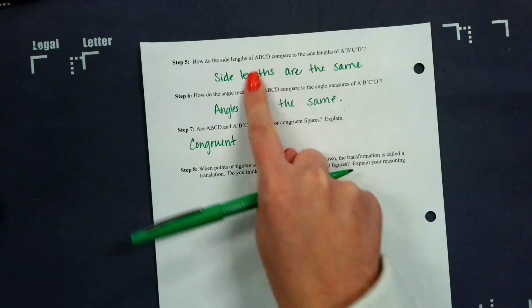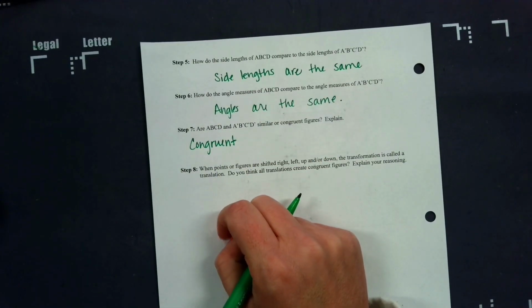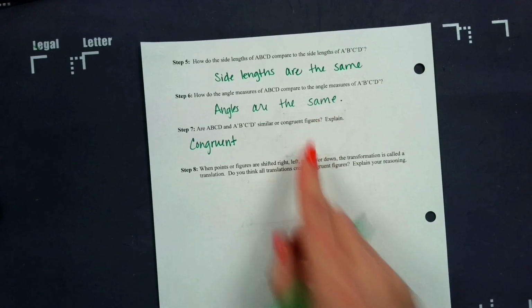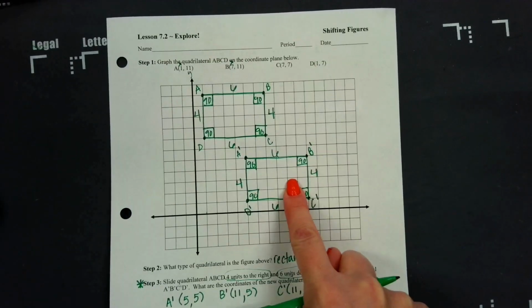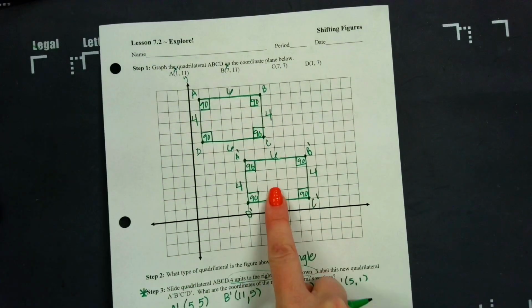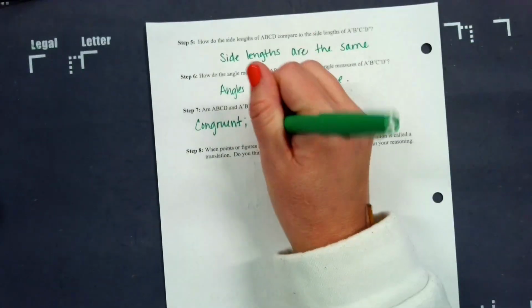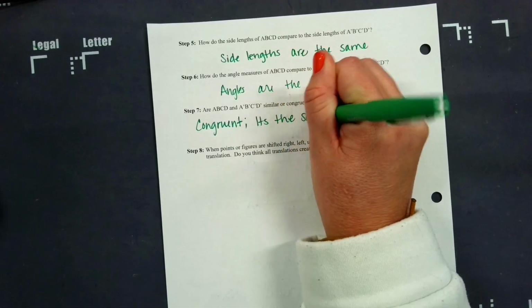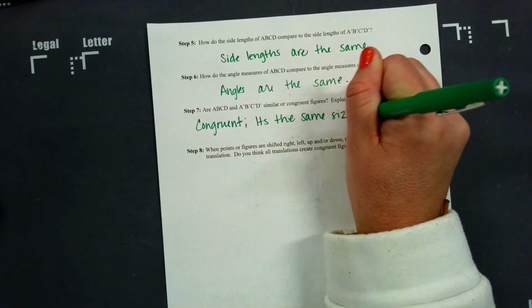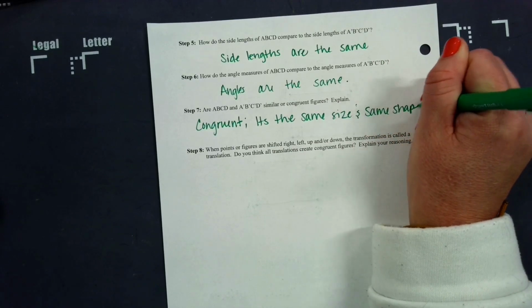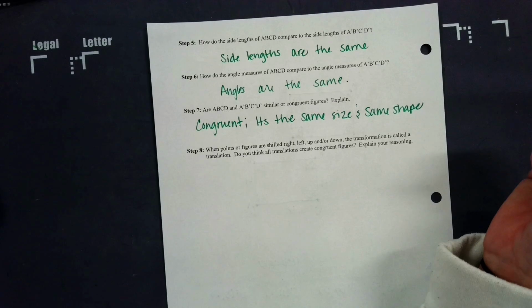What did we just prove? Are the side lengths the same? Are the angles the same? Is this the exact same shape, just in a different spot? That's why it's congruent. I just moved it. It's the same size and same shape. You could have said something like, the angles and side lengths are the same.